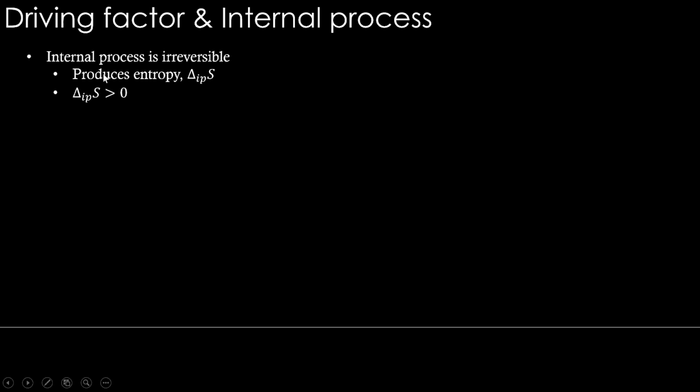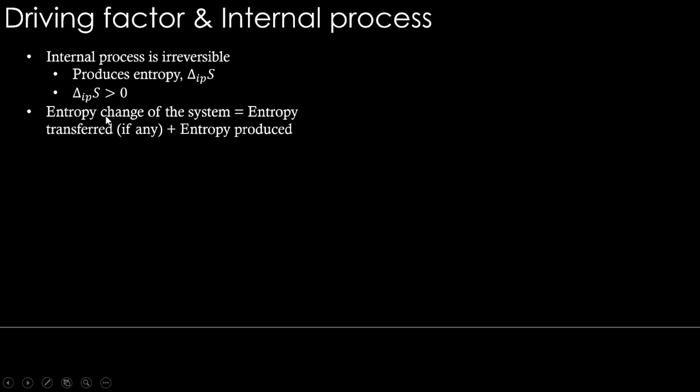Now we said the internal process is irreversible, therefore it produces entropy. We are going to call it the change in entropy in the internal process, and it's going to be greater than 0. The entropy change of the system is equal to the entropy transferred, if at all there is any, plus the entropy produced. We know that. And here we are talking about the entropy produced when we talk about the entropy change in the internal process. Now consider this new parameter psi.